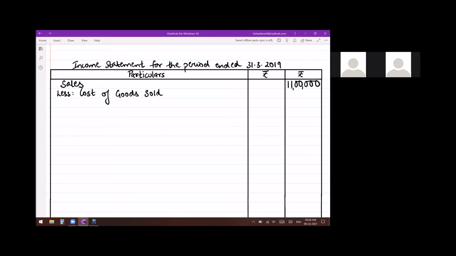Okay. So cost of goods sold, starting with the debit side of the trading account, take all items there. The first one is opening stock. So write down opening stock, inner column. The amount is 3,50,000. Then next is purchases. Continue writing below that. Purchases, 7 lakhs.